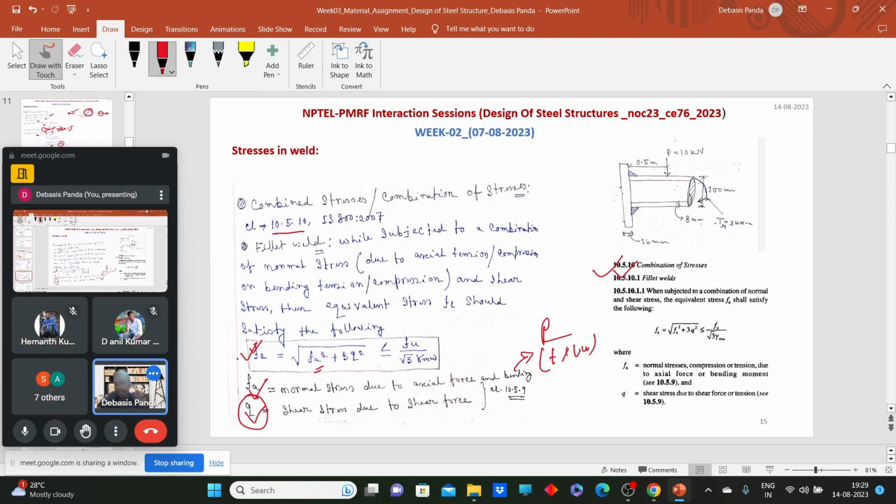So if this kind of scenario occurs within a welded joint, then we have to calculate the equivalent stress using that formula. And this equivalent stress should be less than or equal to Fu by root 3 gamma mw. And this Fu is the ultimate tensile strength of the parent material, or, to be precise, the minimum of the ultimate tensile strength of the parent material and the deposit material, whichever we use for that welding purpose.